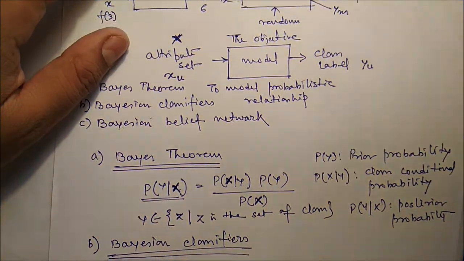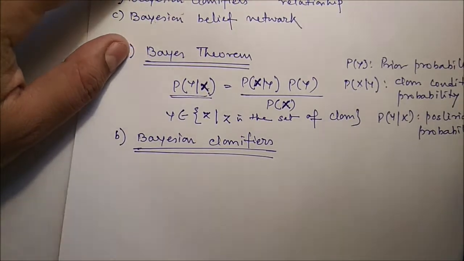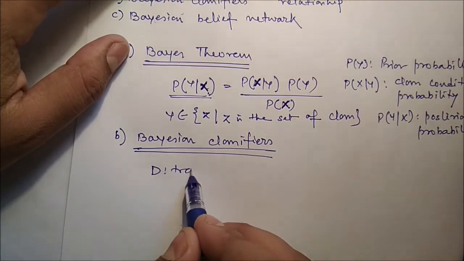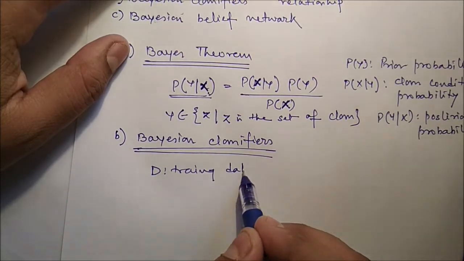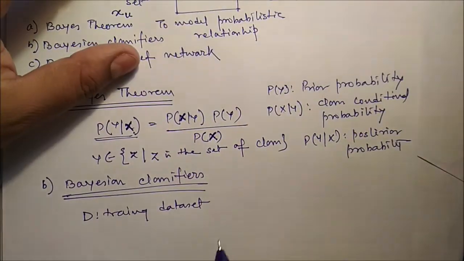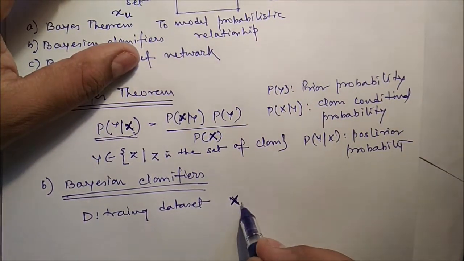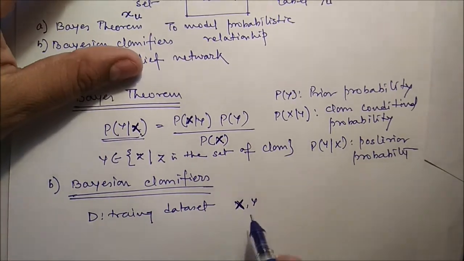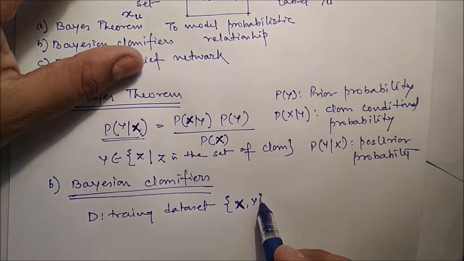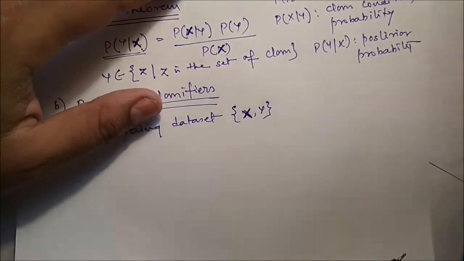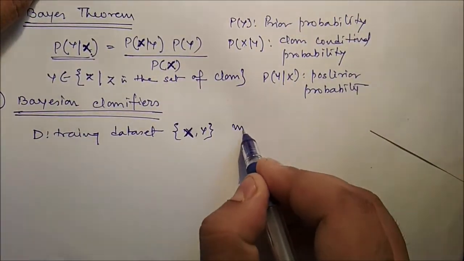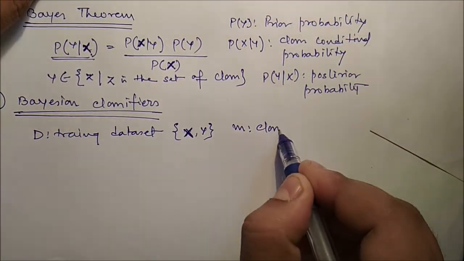Or in other words, we can say let D be a training data set, with input features x and class level y. Now there may be m classes. Say m number of classes are there.